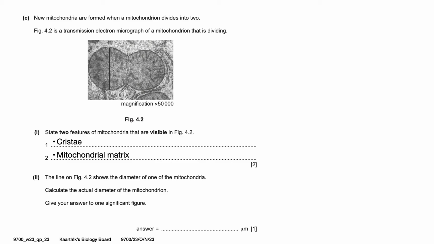Second part of this question: the line on figure 4.2 shows the diameter of one of the mitochondria. Calculate the actual diameter of the mitochondrion, and they are asking you to give the answer in one significant figure, and the magnification is given as 50,000 times. So we all know the formula to find the actual size, A is equal to I by M. So measure the length in centimeter or millimeter and divide it by the magnification.